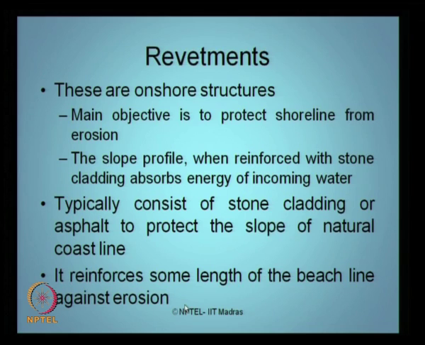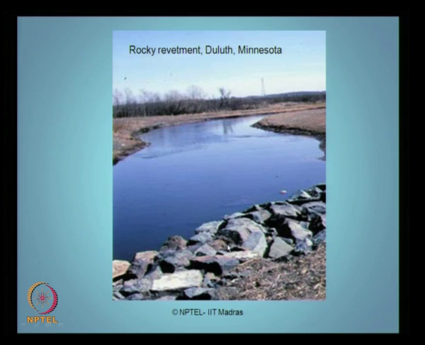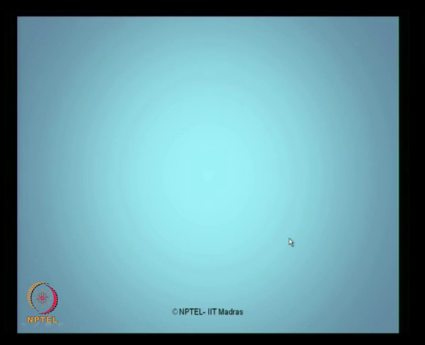It reinforces some length of the beach line against soil erosion. You can see here the picture of a rocky revetment constructed at Duluth in Minnesota. You can see here basically it is less investment, it is only a rubble lining, or what we call a rocky revetment. So, the investment in terms of construction cost is not high, however, the effective functionality is also not very large compared to that of sea walls and dikes.